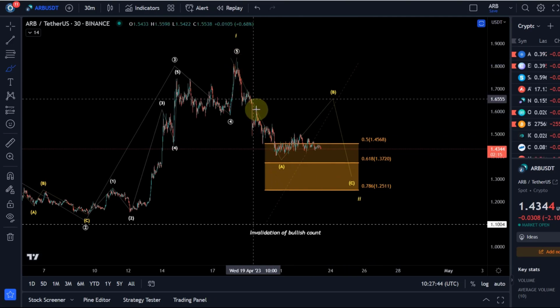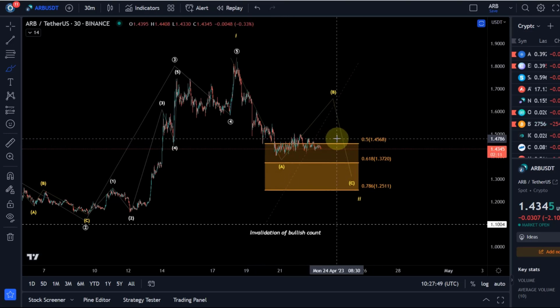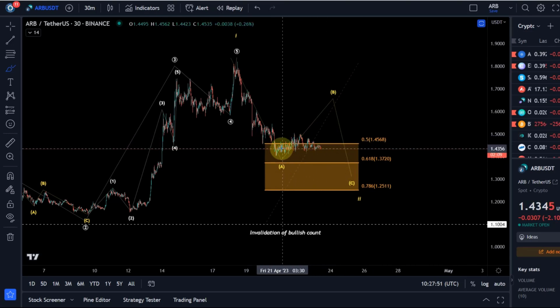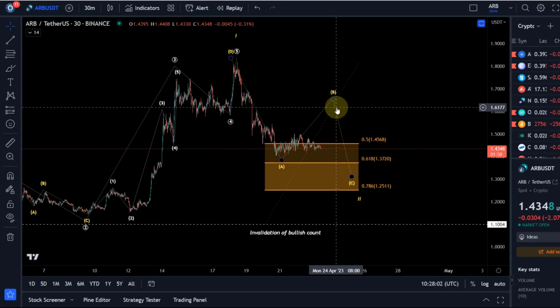Now, if we say we completed here an A wave, we reached sort of the area. Ideally, I don't want an A wave to break below the 50% FIB level. That's a bit of a reason for concern. Now we could be working on a B wave. The fact that the B wave seems to be very shallow and weak is another reason for concern.